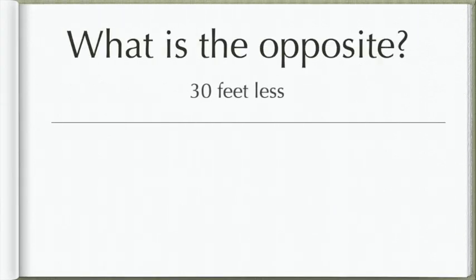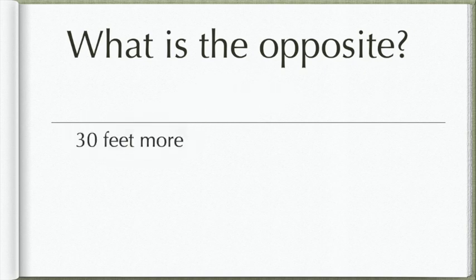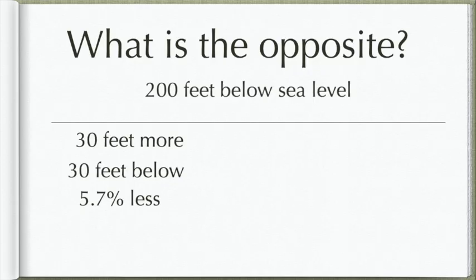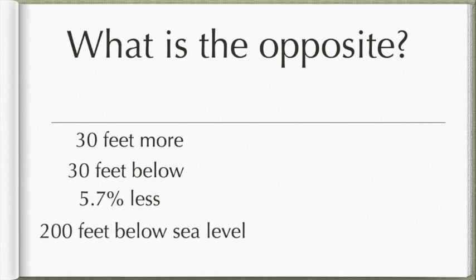First idea is 30 feet less. What would the opposite be? 30 feet more. What about 30 feet above? What's the opposite? 30 feet below. What's the opposite of 5.7% more? 5.7% less. What's the opposite of 200 feet below sea level? 200 feet above sea level.